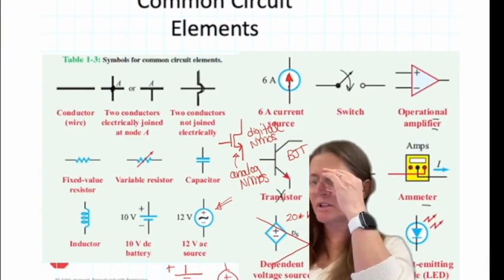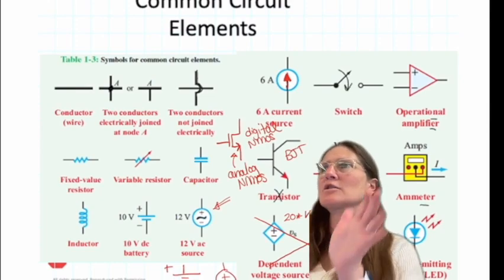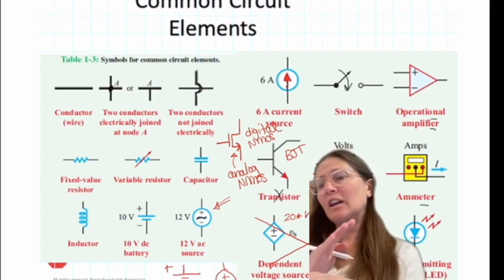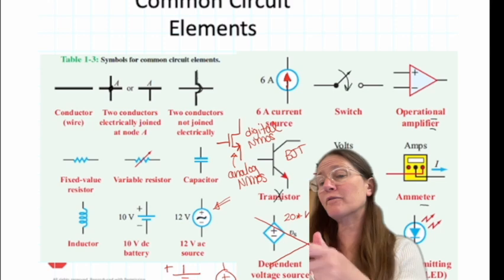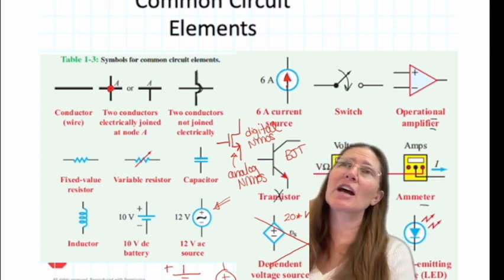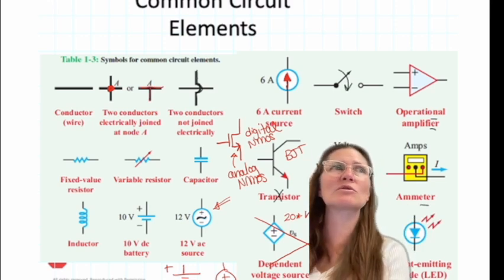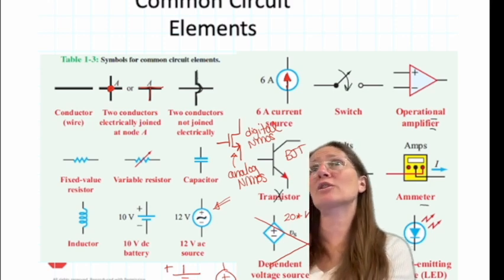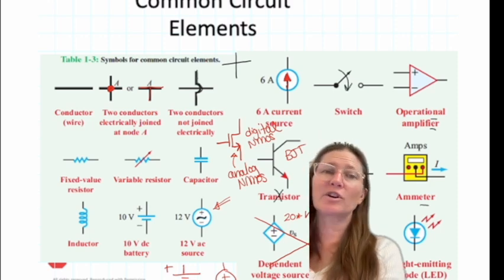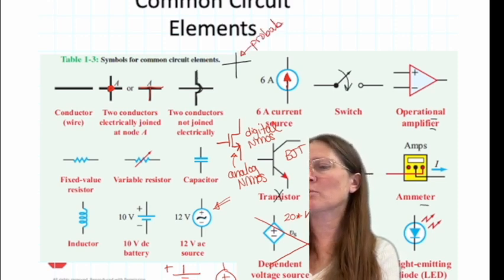Okay, common circuit elements. You're going to see wires in schematics, and you're going to make some assumptions. If two wires are fully crossed over and don't have a dot in the middle, you're going to assume that they are not connected. If they have a dot, then you would assume that they are connected there. If it's a junction where one wire comes into another, then you would also assume, even without a dot, that they are connected. It's only when they cross over each other that you would assume they may not be connected. So probably not connected.